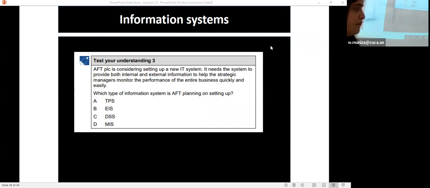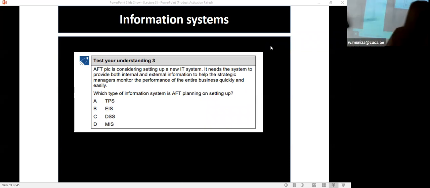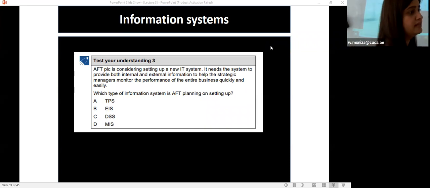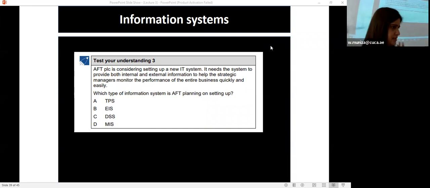So internal and external information for strategic managers. Which system is for strategic managers, students? Which one? Executive information system. It will collect information from the decision support system, MIS, and TPS as the internal sources of information, together with information from external sources as well. So this is very accurate. It is EIS, Executive Information System. So option B is the correct one.